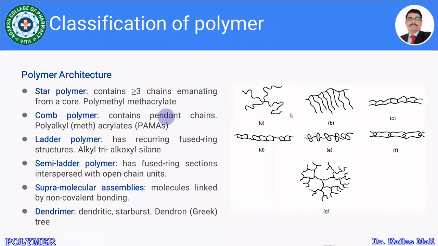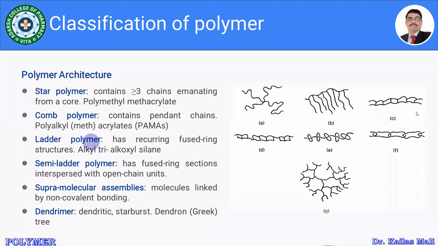Comb polymer contains the pendant chains, isn't it? So this is the main chain, main backbone, and these are the pendant chains, and the architecture looks like a comb, that's why it is said to be the comb polymer. For example, polyalkyl methacrylates, PAMA. The example of comb polymer is polyalkyl methacrylates.